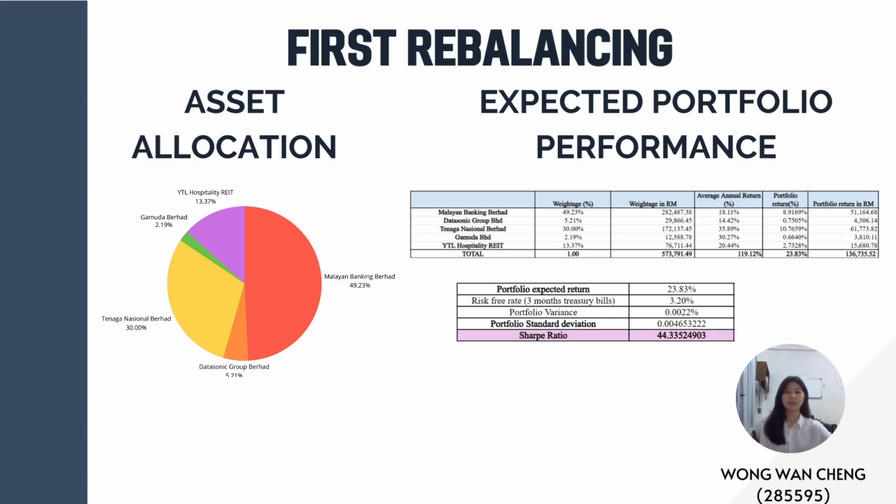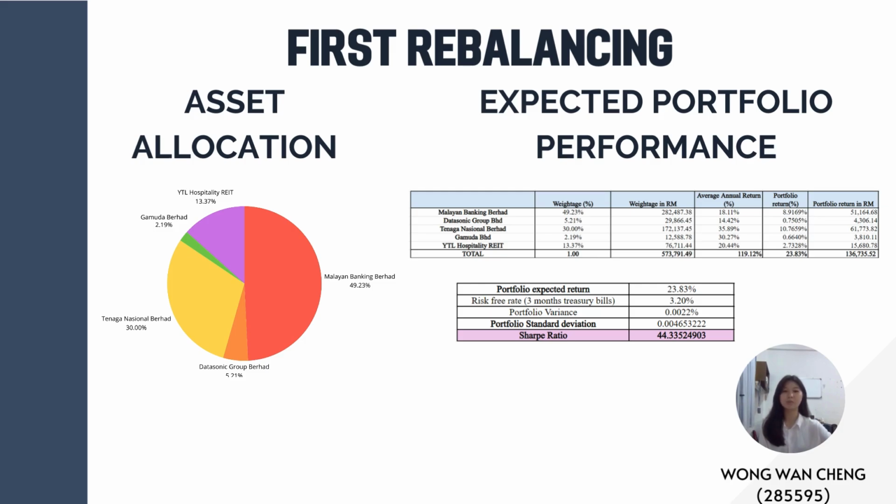The portfolio return increased significantly from 9.12% to 23.83% after replacing IOI Corporation with YTL Hospitality REIT in the portfolio. It may be said that this particular combination of securities yields a greater return with a variance of 0.0022% and a standard deviation of 0.0046. The Sharpe ratio is 44.335, which means that this portfolio yields a higher investment return in comparison to the level of risk associated with it.